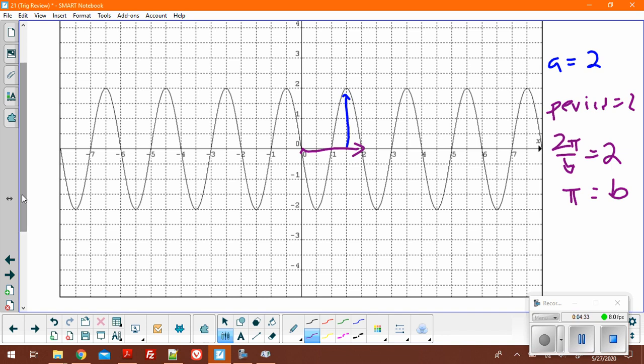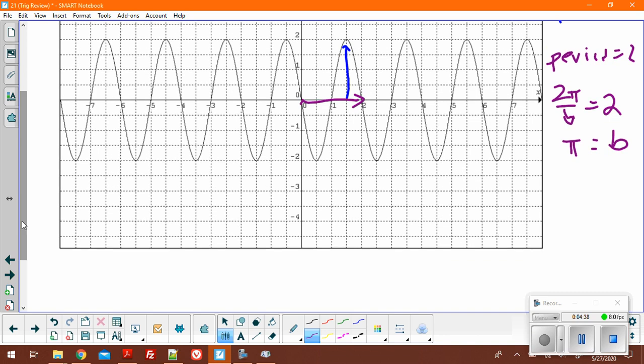For vertical shift, we'll jump down to that for a second. It doesn't go anywhere left or right.